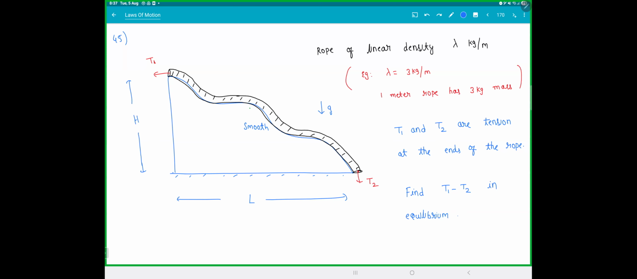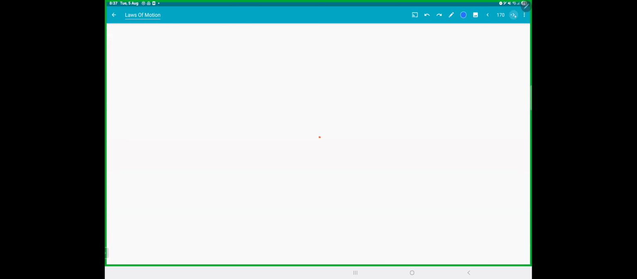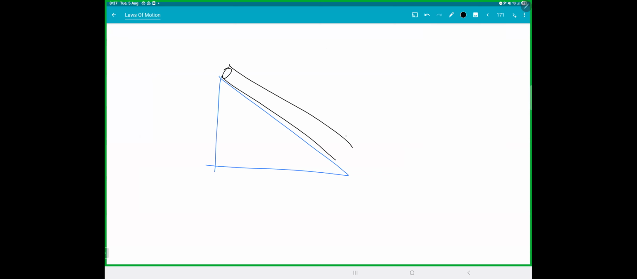That means, for the purpose of the exam, I will take an incline. Then I will take a rope like this, which is just like a block here. Then this will be T1, this will be T2, and this weight will be mg sine theta. So I know T1 minus T2 is equal to mg sine theta.